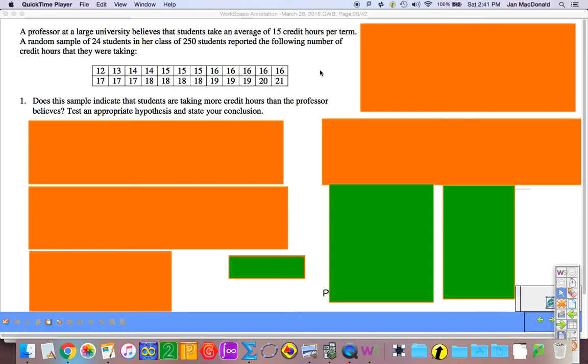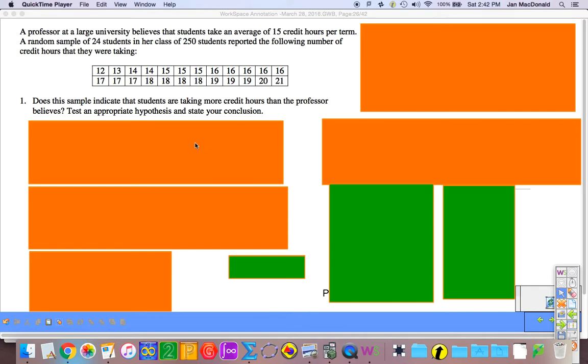A professor at a large university believes that students take an average of 15 credit hours per term. A random sample of 24 students in her class of 250 students reported the following number of credit hours that they were taking. Take a minute, please, and enter this data in list 1 of your calculator. Okay, does this sample indicate that students are taking more credit hours than the professor believes? Test an appropriate hypotheses and state your conclusion.